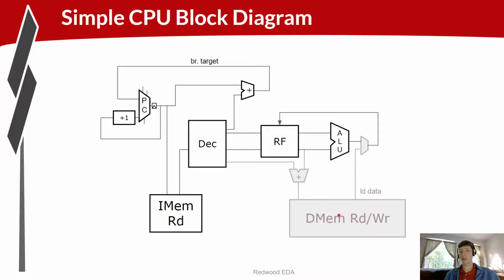Down here in gray, I've shown data memory. It's in gray because, as I said, we're not going to do anything with the data memory. We're not going to implement the data memory, but generally the CPU would have access to data in memory as well. We're also going to support a branch instruction, as you saw.